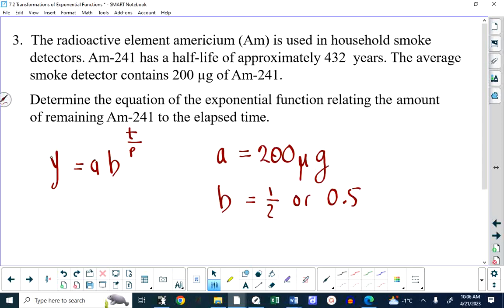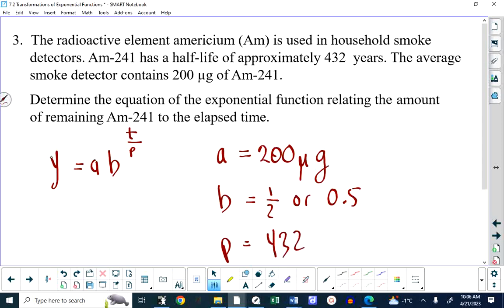Unfortunately, there was a time on diploma exams in the 30-level courses in math that they always said, by the way, the half-life is the time it takes for half of it to go away, or half of it to remain, which are the same things. But over the years, they stopped putting that for some reason. Sometimes they do, sometimes they don't. So we need to know that half-life means B is 0.5. And P is how many years it takes for it to happen, which is 432.